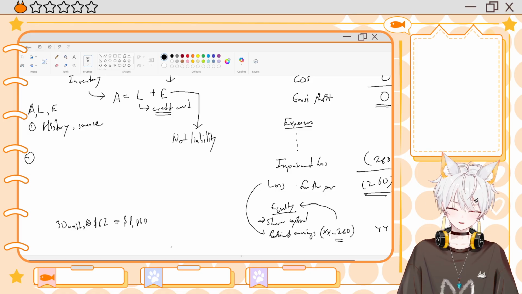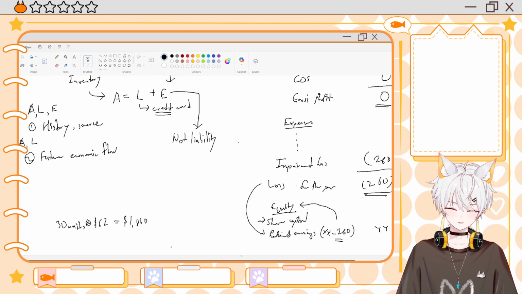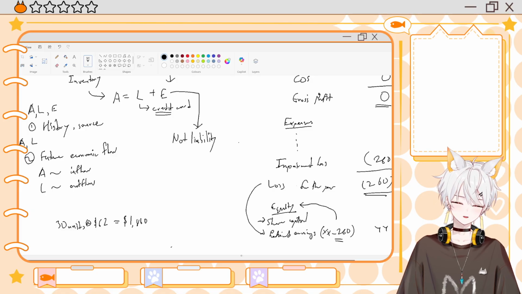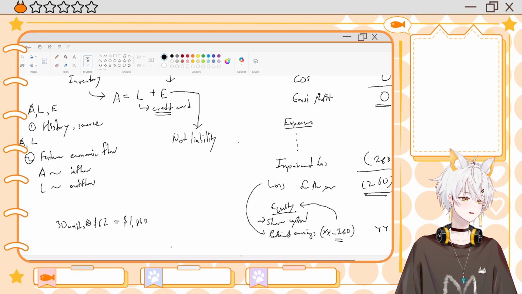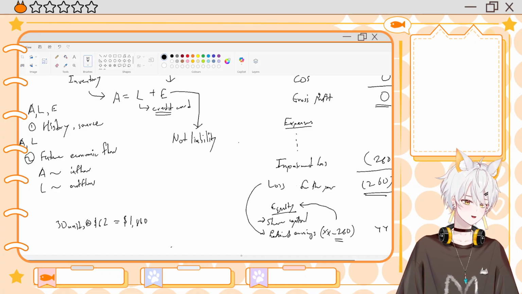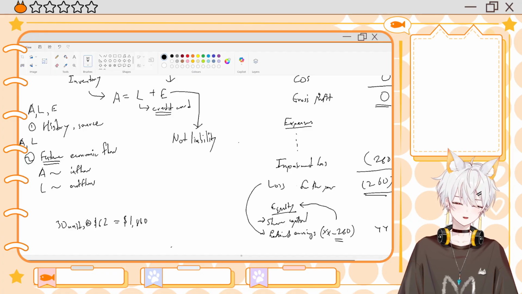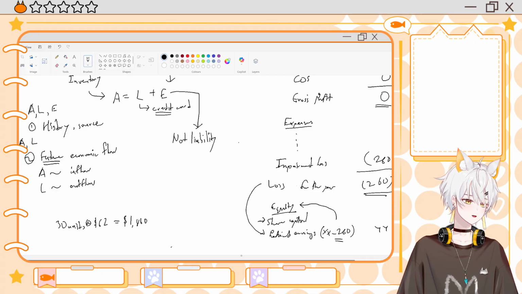The second one, which only applies to asset and liability, is future economic flow. So for asset, it's inflow. For liability, it's outflow. That one you can get, right? If you owe someone $100, you're going to pay the $100 back in the future. Therein lies the future. Okay. So what would you do if you have $1,000 just sitting around? What do you usually do?